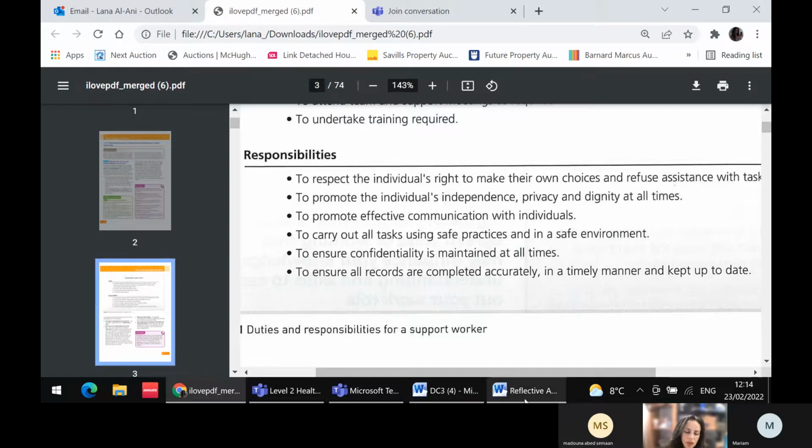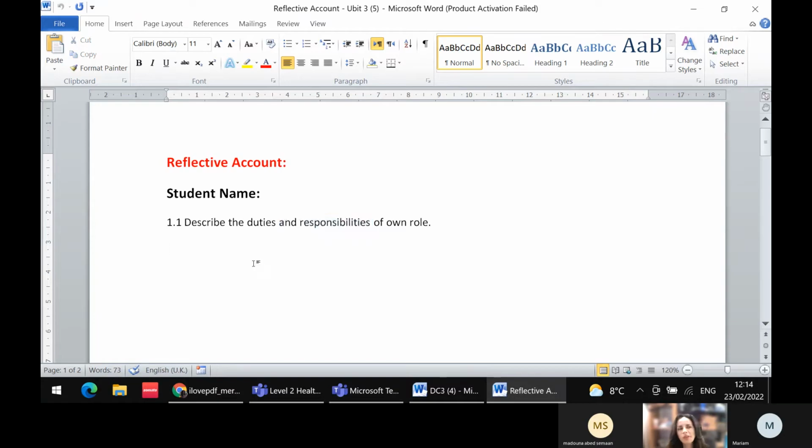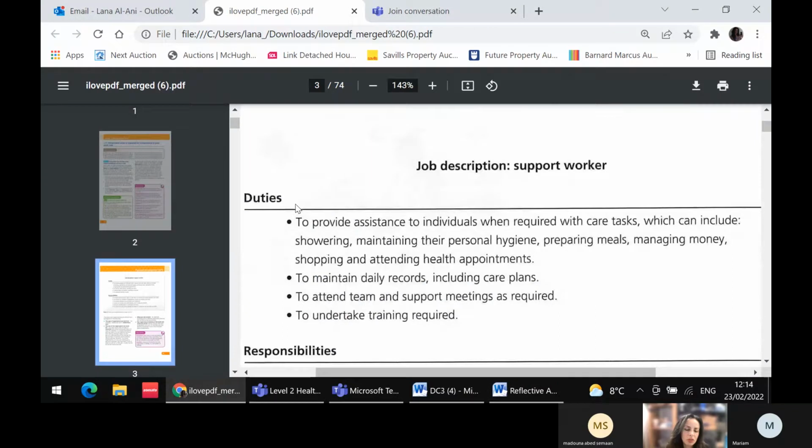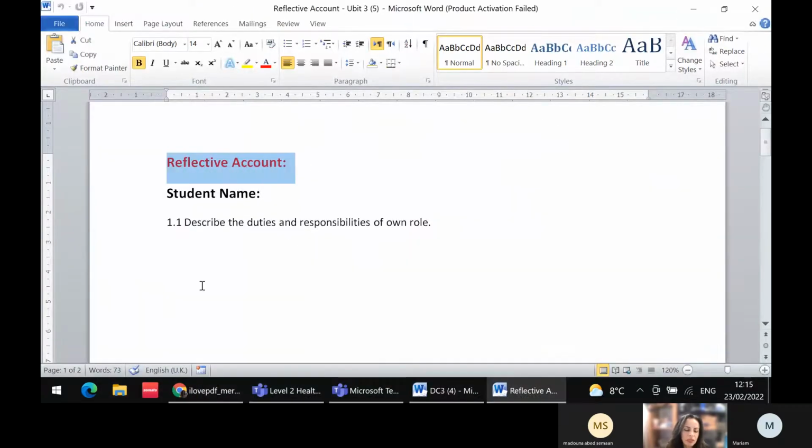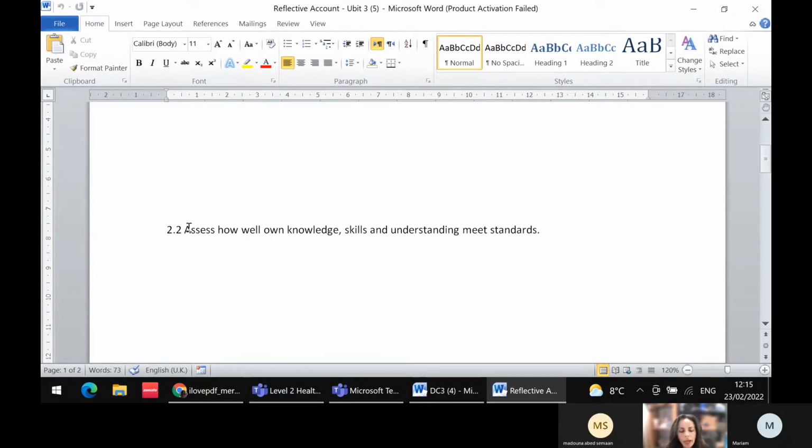So this is your own. Obviously, if you think about more responsibilities or duties, please put them down there as well. But it's very important you write what's your duty, what's your responsibility, and it's all about yourself, because it's a reflective account. You reflect on your own skills and abilities. Assess how well your knowledge, skills, and understanding met the standard. This is what we just discussed.